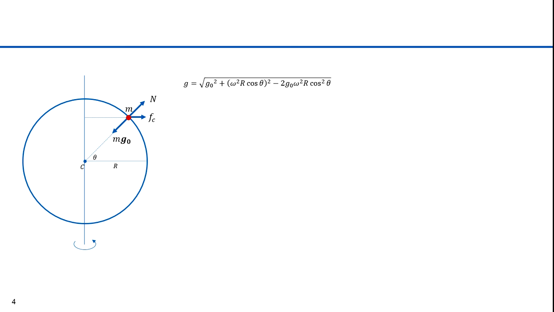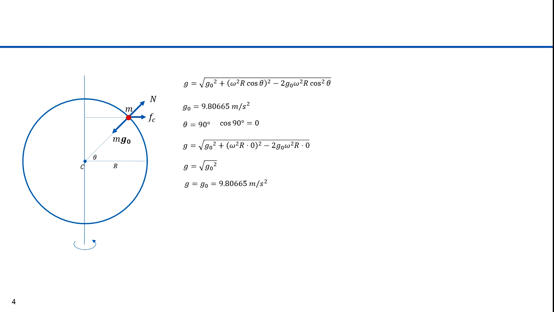Let's do a real computation. The standard gravity of the Earth is 9.80665 meters per second squared. If theta equals 90 degrees, we'd be at the North Pole. The cosine of theta is 0. Let's make that substitution into the equation for g. The second and third terms are multiplied by 0. That results in this. G equals the square root of g0 squared. Hence, g equals g0.